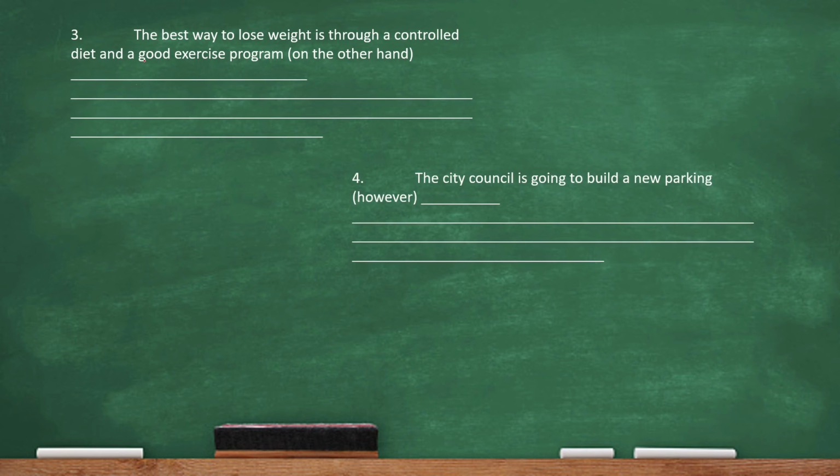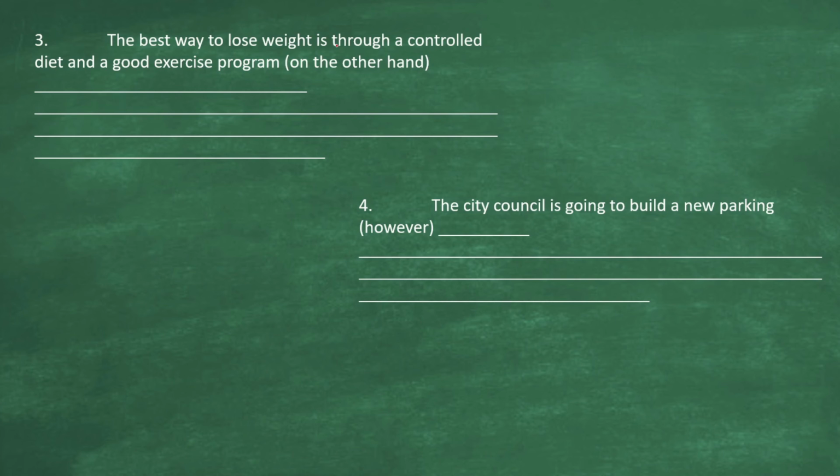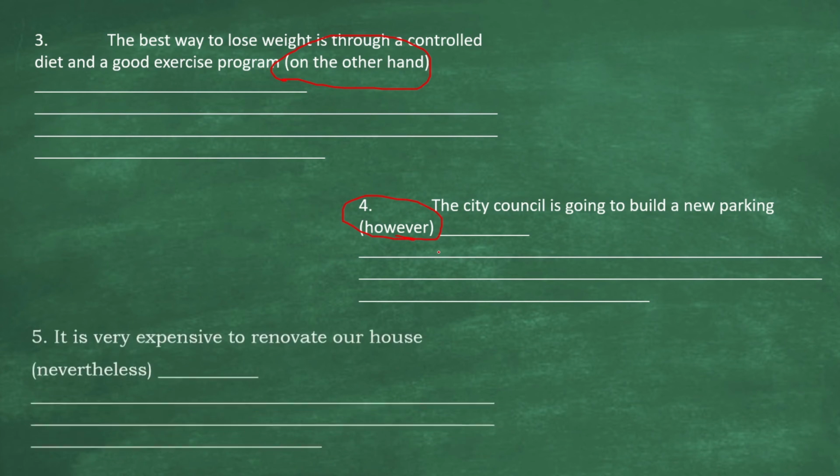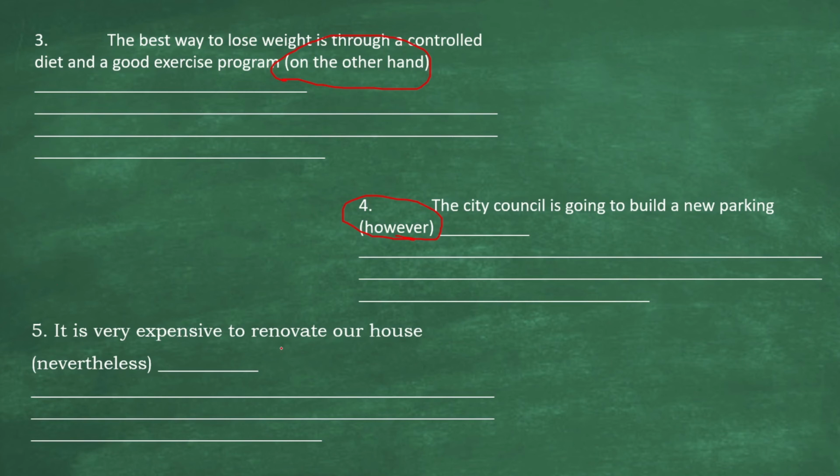Number 3 and 4. The best way to lose weight is through a controlled diet and a good exercise program. Use the word on the other hand. And number 4, the city council is going to build a new parking. However, is going to be the word to be used. Number 5, it is very expensive to renovate our house. Use the word nevertheless. You're going to complete these statements by using the words that I have labeled.